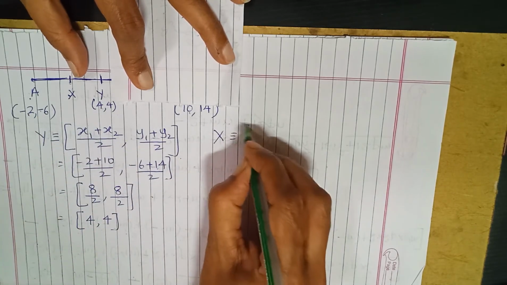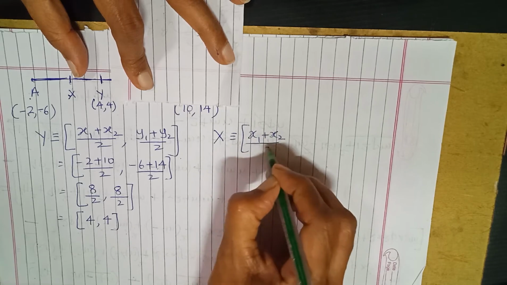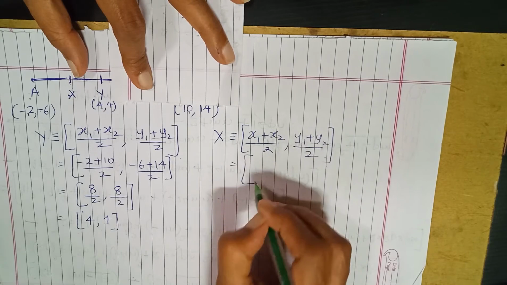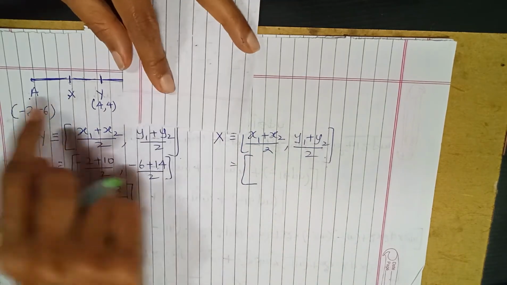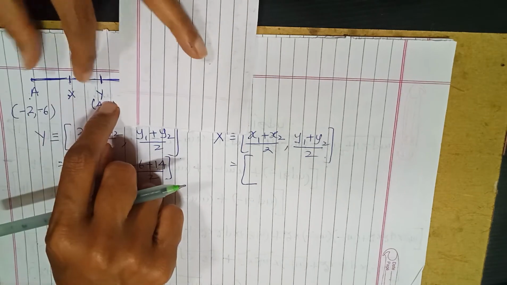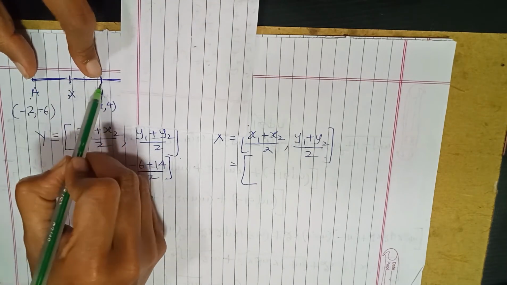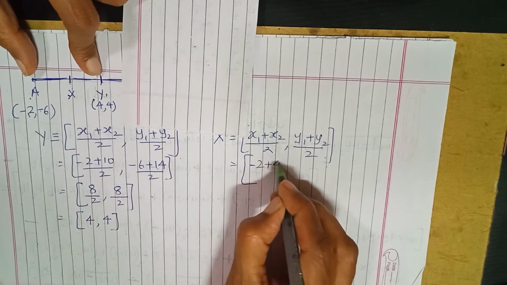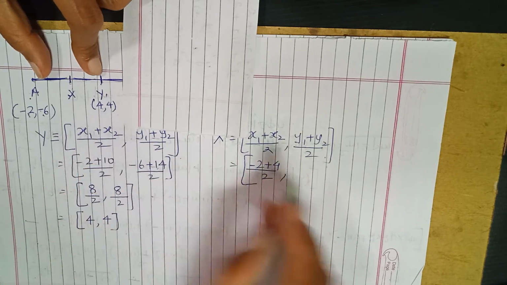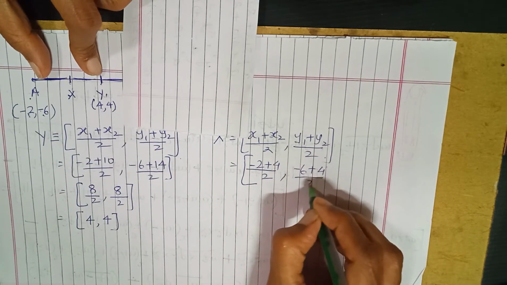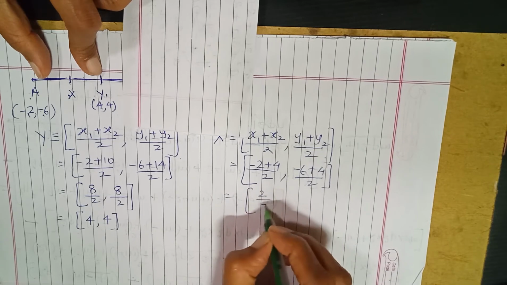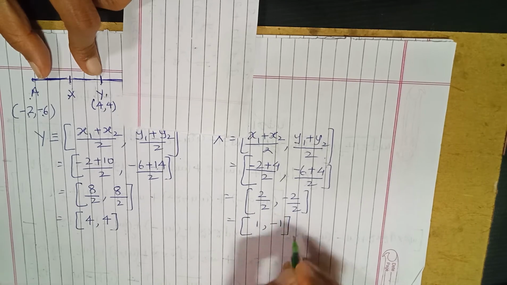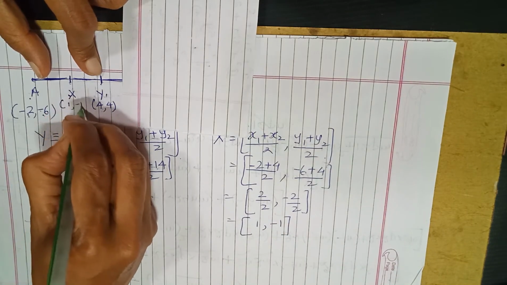So I want to find out X, so I can just use A and Y. So again using the midpoint formula, now here instead of using A and N, I will be using A and Y. Why do I use A and Y? Because X is the midpoint of A and Y. So I should be using these two. So (-2 + 4)/2, then (-6 + 4)/2. So what I get here is 2/2 and -2/2. So the answer that I get is (1, -1). So I got X also as (1, -1).